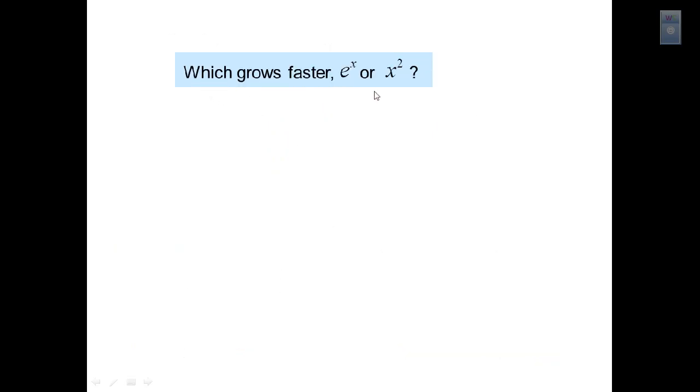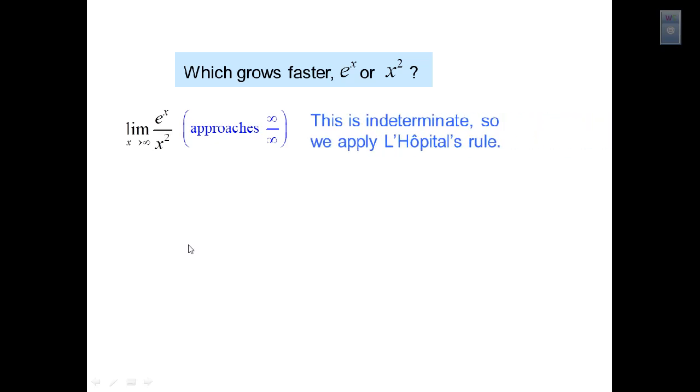Alright, so which grows faster, e to the x or x squared? Now you probably can already answer this, but let's go ahead and go through the steps of proving it. So if we take the limit as x approaches infinity of e to the x over x squared, well this of course is going to be infinity over infinity. So this is indeterminate, so we're going to apply L'Hopital's rule. When we do, we're going to get, of course, e to the x again on top, but 2x on the bottom, which is still going to approach infinity over infinity.